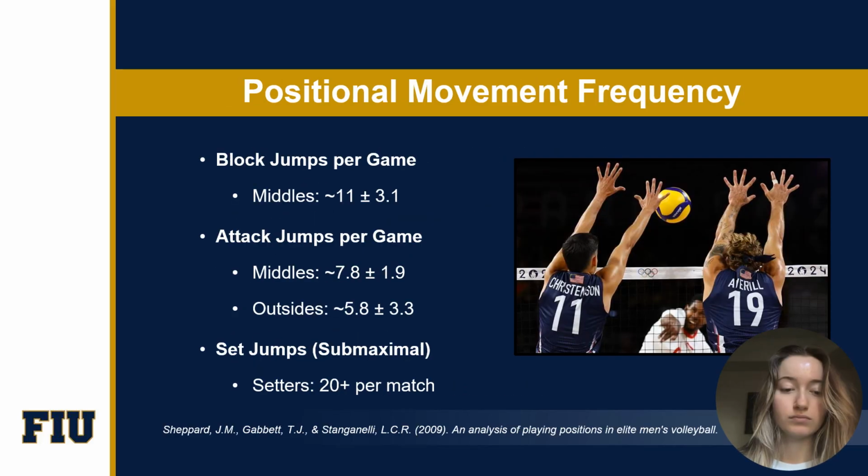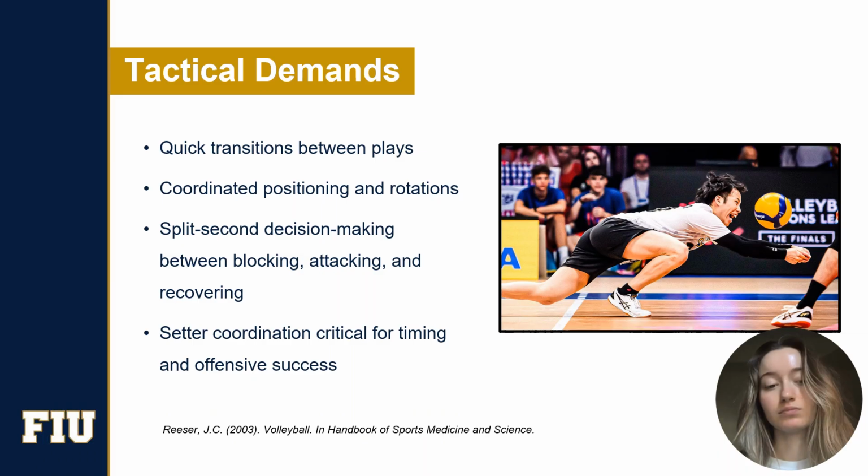Movement demands are position specific. Middles average about 11 block jumps and nearly 8 attack jumps per match. Outsides average around 6 attack jumps. Setters perform over 20 submaximal jumps as they coordinate the offense. Understanding these numbers helps us align training volumes more appropriately.